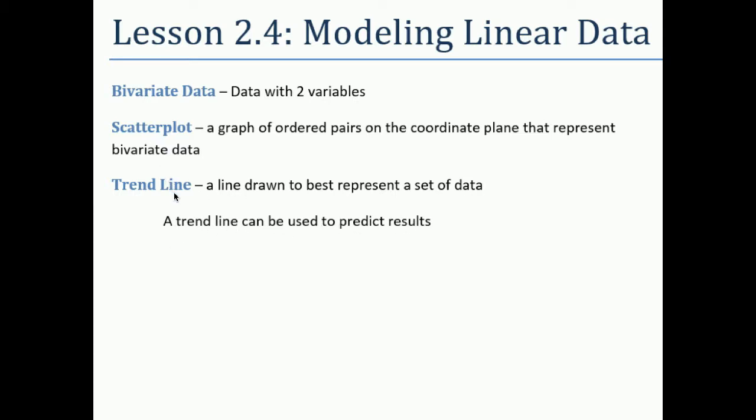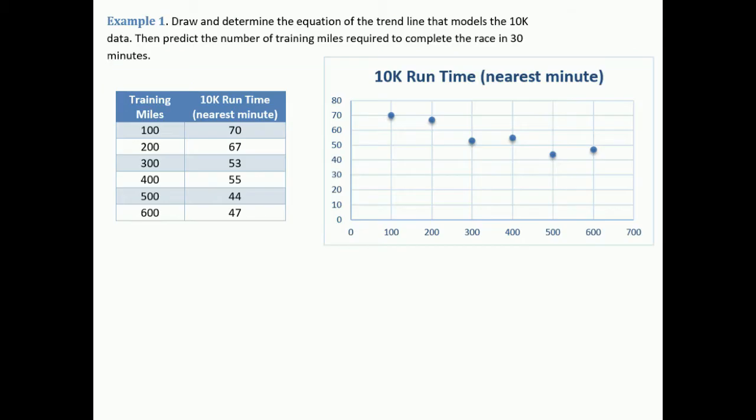Now, we're going to be talking about lines here. But there are lots of different things we could talk about. It doesn't have to be a line. It could be some sort of curve that the data is close to. And we'll get to that more as we go throughout Algebra 2. So let's go ahead and look at an example.